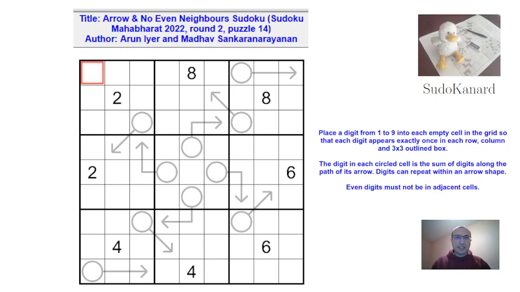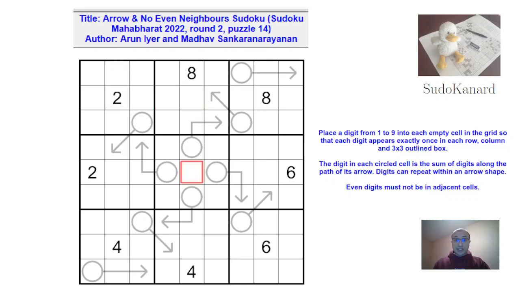Let's have a look at this puzzle from the recent Sudoku Mahabharat. Its title is Arrow and No Even Neighbours Sudoku. So arrow means that this digit is the sum of those two digits. This digit is the same as this one. And there's the special rule that no two even digits may be next to each other like this or like that or like this.